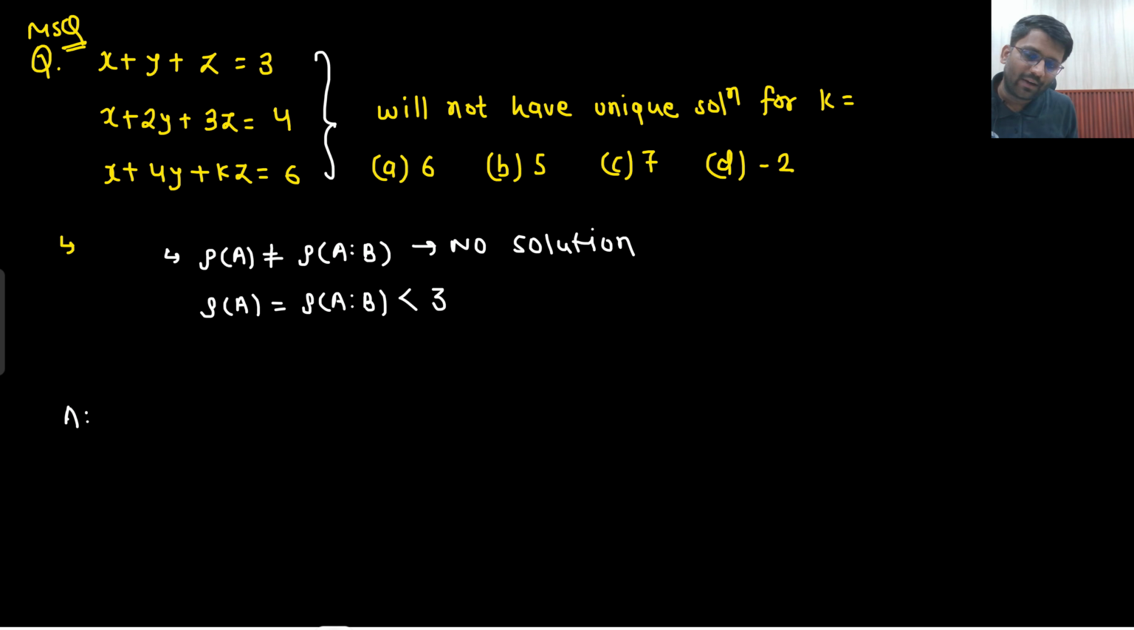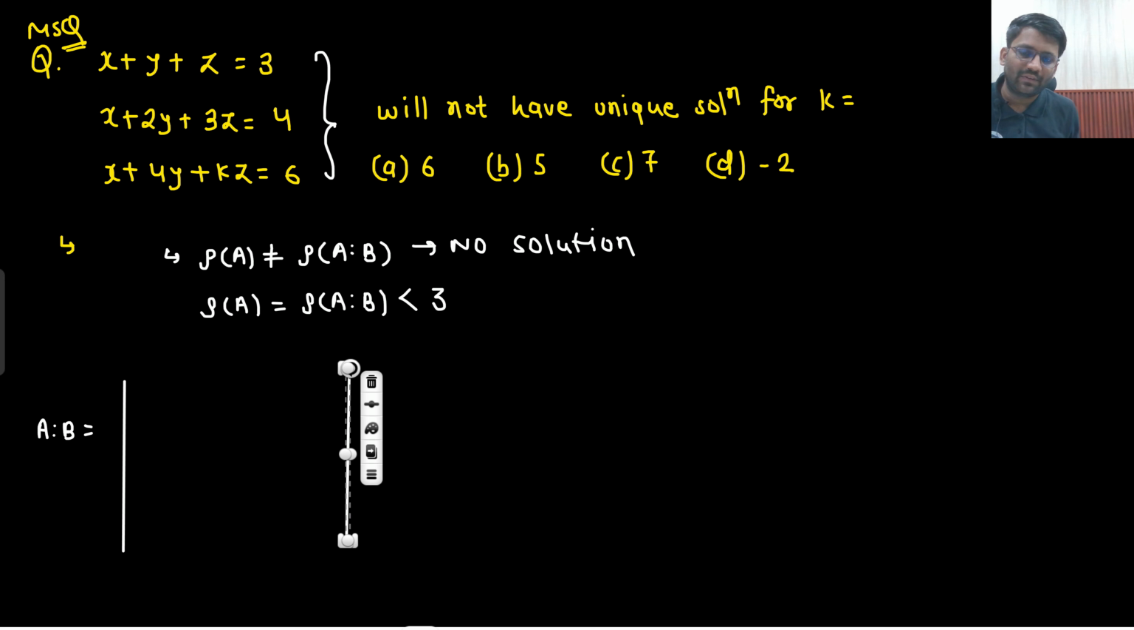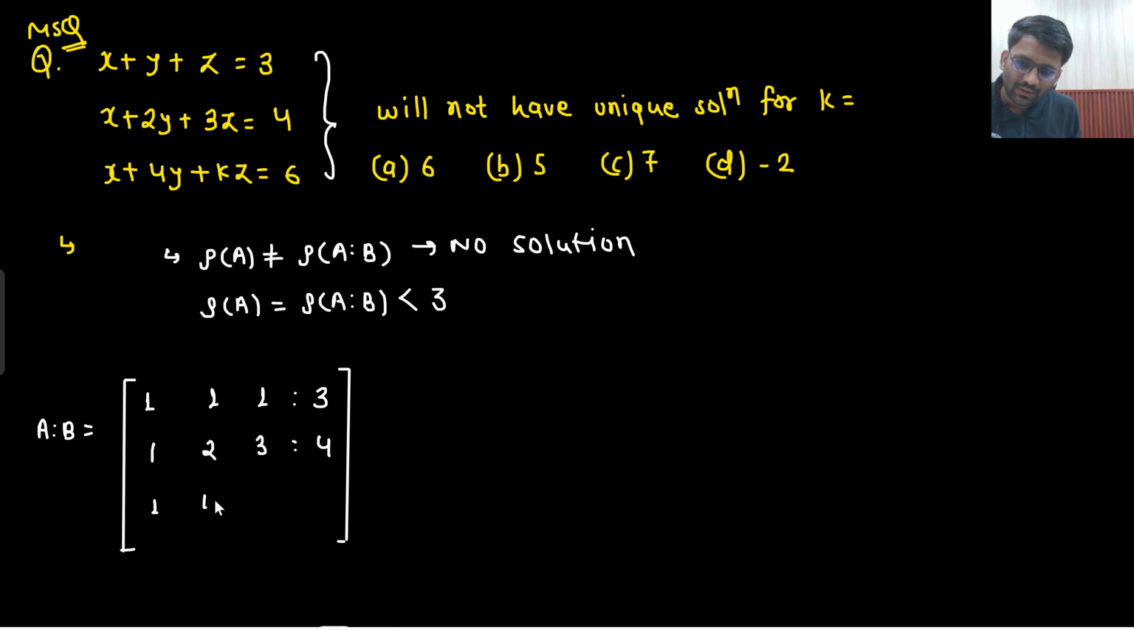At the end of the day, I will have to make the A augmented B matrix for sure, and then I will have to calculate its rank. Then we will see which condition we are able to make. One of the conditions we need to satisfy. So let's see which condition we will be able to make. So 1 1 1 3, 1 2 3 4, and 1 4 k 6.